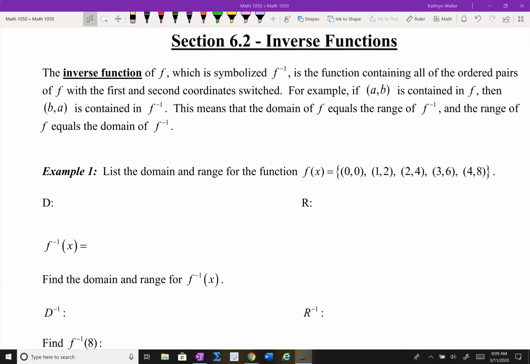So one thing I need you to know is that if you have a function f, then the symbolism for the inverse is f to the negative first. And sometimes they put an x with it, and then over here, you would then put an x with it. But just know that that's the symbolism for the inverse, okay?